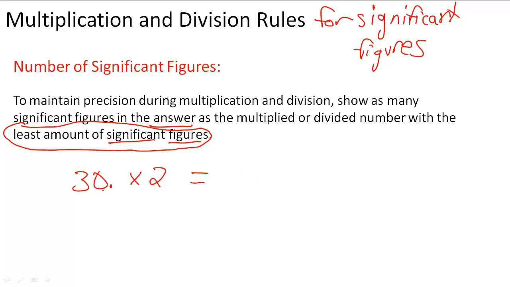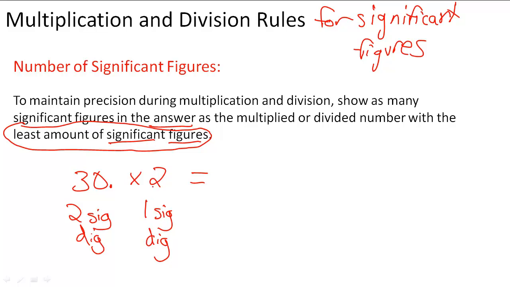Notice that I put a decimal point here, so that means that this number has 2 significant digits, so 2 sig digs, times 2, which is 1 sig dig. There are some numbers though, like a counted number, that have an infinite number of significant digits, so we don't necessarily count it. But this one I'm counting as 1 significant digit.